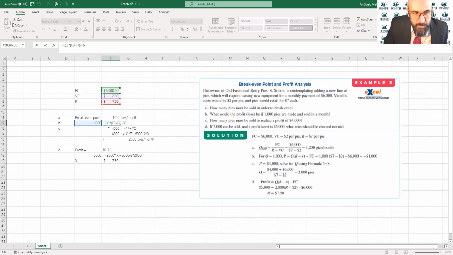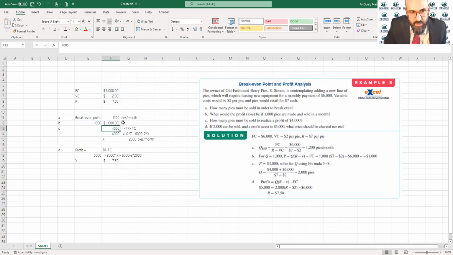So that would be this one here, which is the revenue of $1,000 times 5 that we're making a profit of, which is the F8, the 7 minus the 2 minus the 6,000, that's the fixed cost, and that will give you a negative. They're losing $1,000.